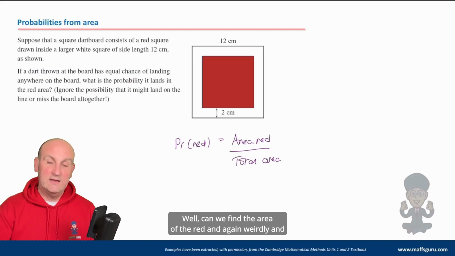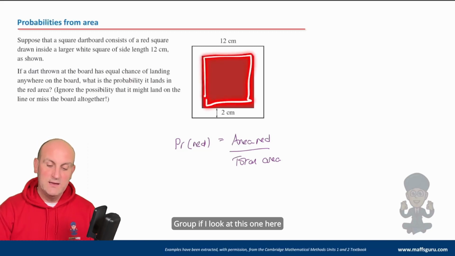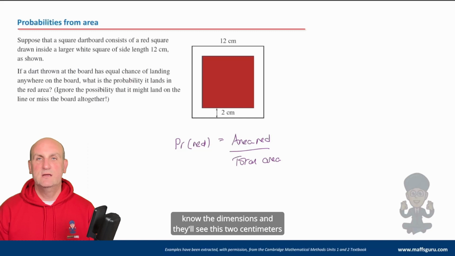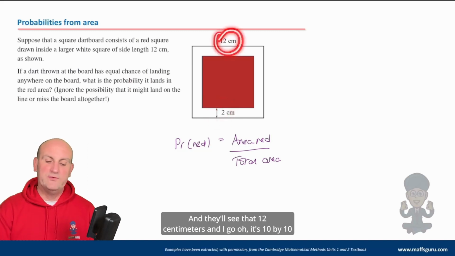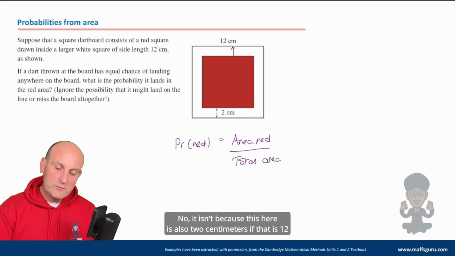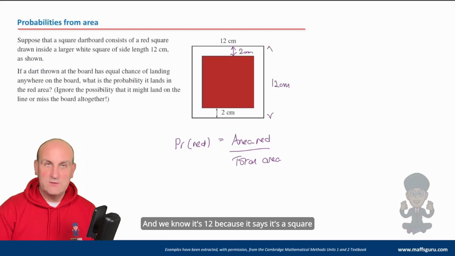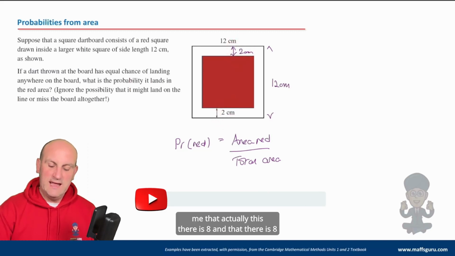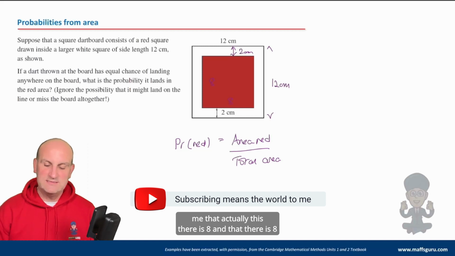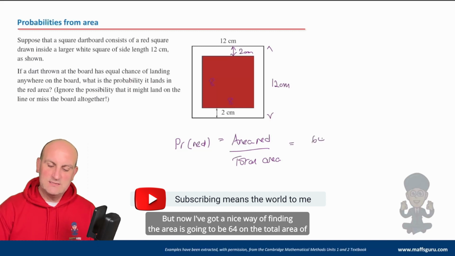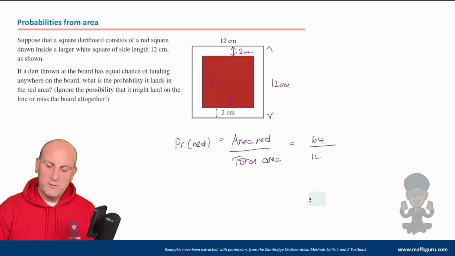And again, I've been talking about this today with kids in my own mathematics group: if I look at this one here, lots of people will turn around and go, oh, I don't know the dimensions. They'll see this 2 centimeters and that 12 centimeters and they'll go, oh, it's 10 by 10. No, it isn't, because this here is also 2 centimeters. If that is 12, and we know it's 12 because it says it's a square, then I've got to subtract 2 and another 2, which gives me that this is 8 and that is 8. I know that's really hard to see on this screen, but now I've got a nice way of finding the area: it's going to be 64 on the total area of 144.